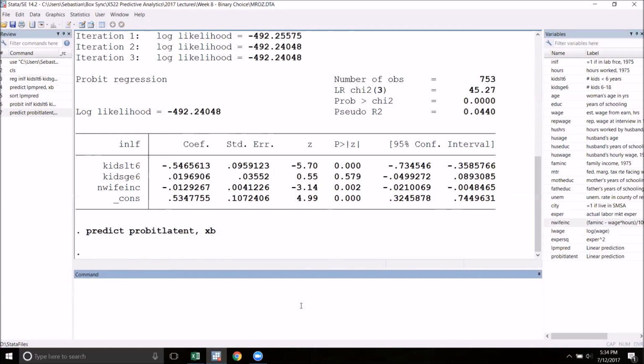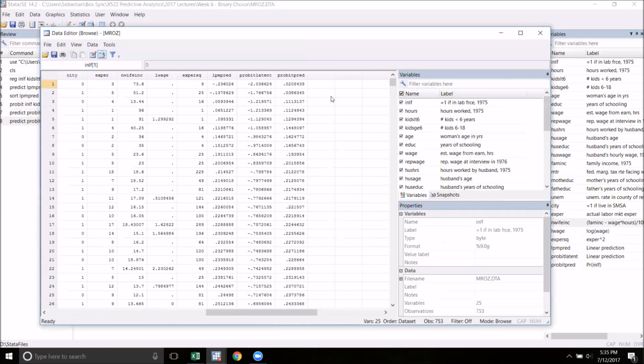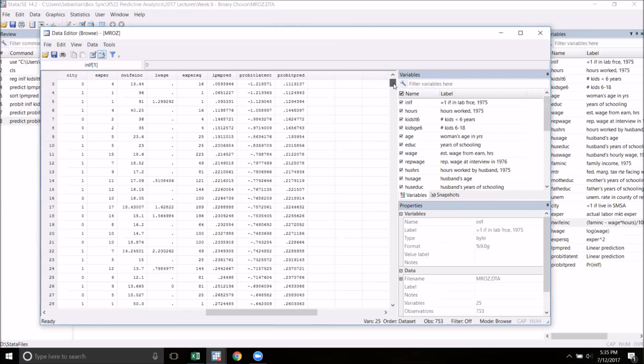To get the actual probability predictions, we have to predict again. I'll name this probit_pred. We now need to use the option pr for probability. When we look at this, these look a lot more reasonable. And what you'll immediately notice is that for these first two observations, we now have very low probabilities, but they're not dipping below 0, so that's a good thing.